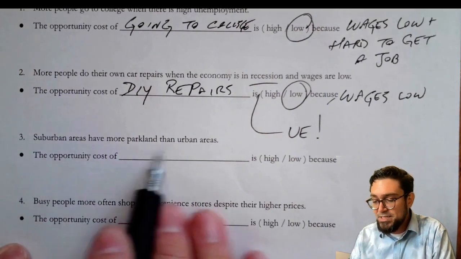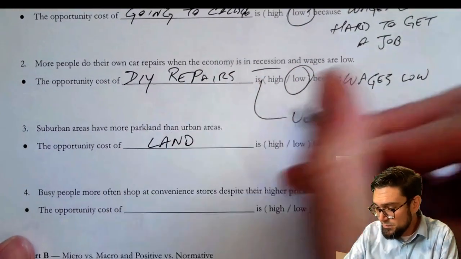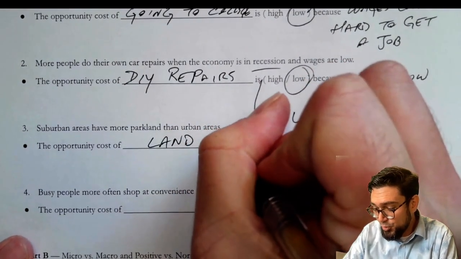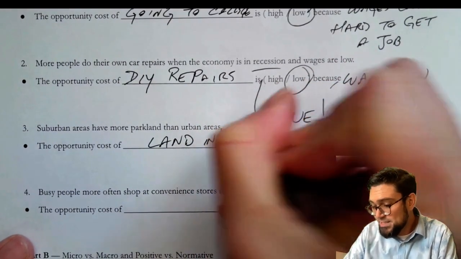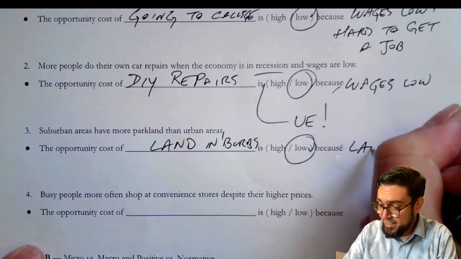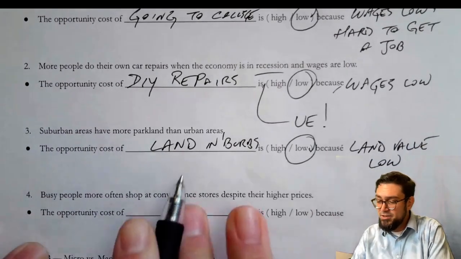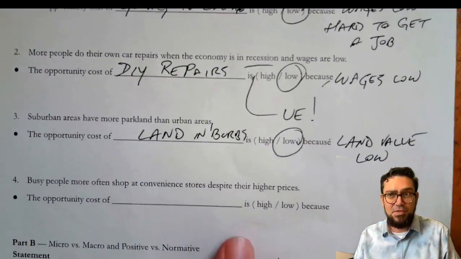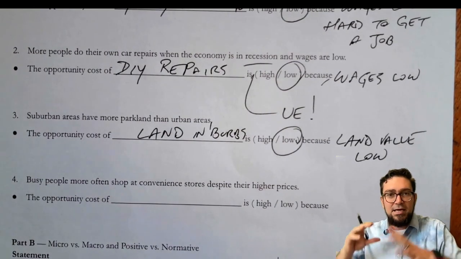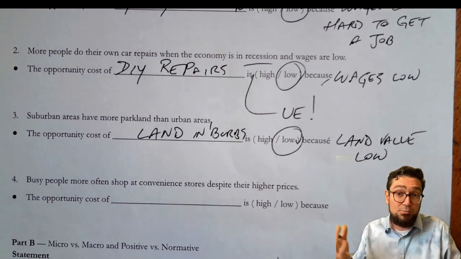Third statement, suburban areas have more parkland than urban areas. We'd say the opportunity cost of land in the burbs, and when I say burbs, I mean way far out suburbs, is low because land value is low. Those are actually two ways of saying almost the same thing, that people don't value land except in really, really dense environments. And the reason that they value it there is because they can make more money with it.